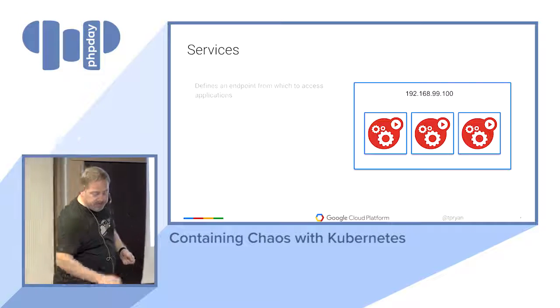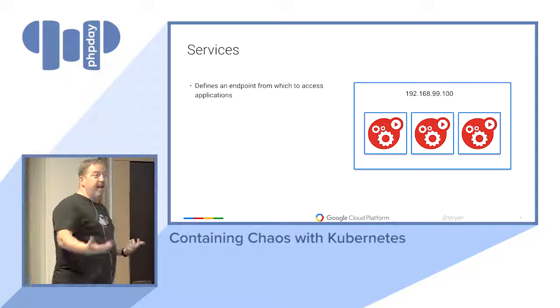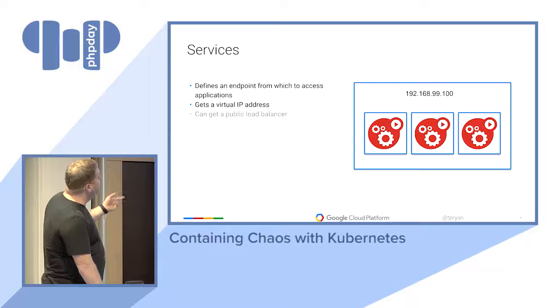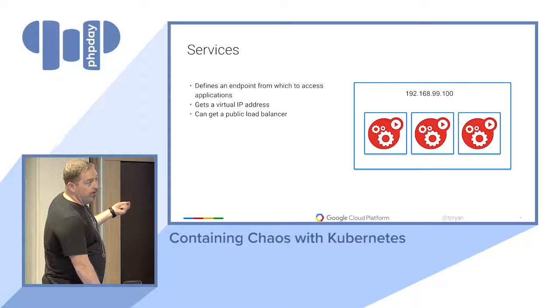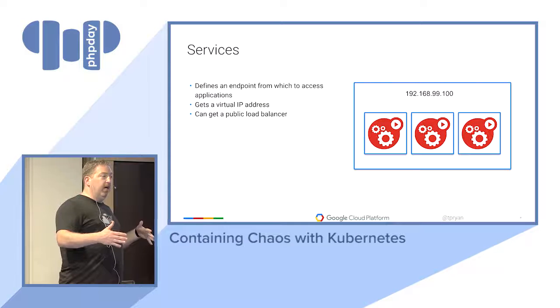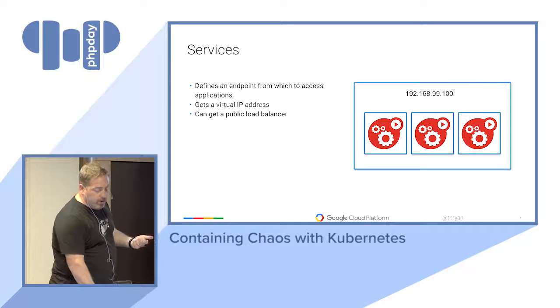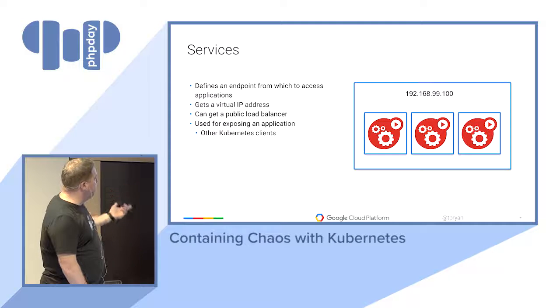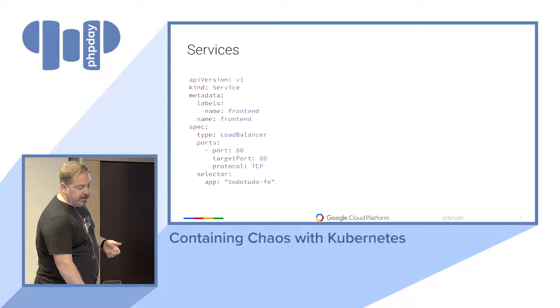Services are endpoints which define access to your applications. They get a virtual IP address, and they can also get a public load balancer. So you can either keep them private, so you can only pull from other Kubernetes hosts, or you can make it public to the world. It's used for exposing applications to other clients and non-Kubernetes clients.